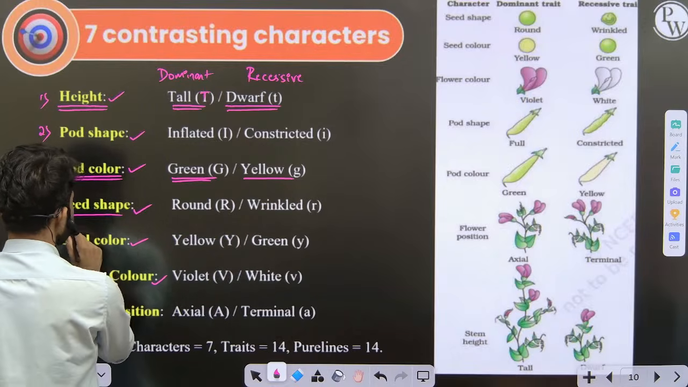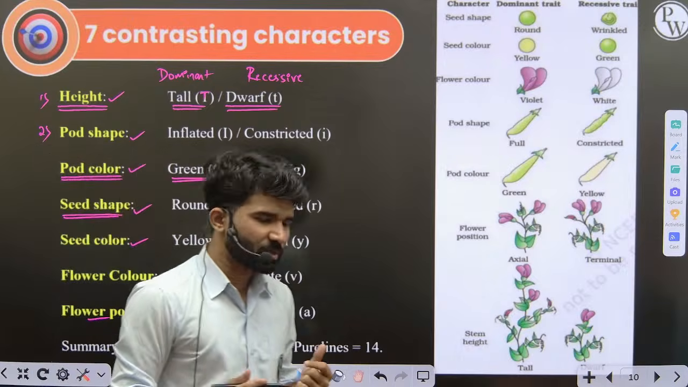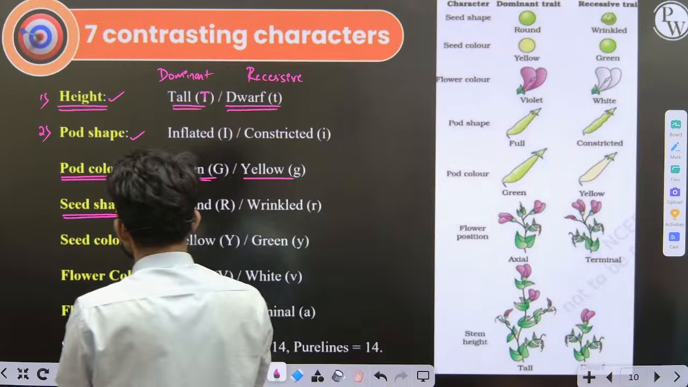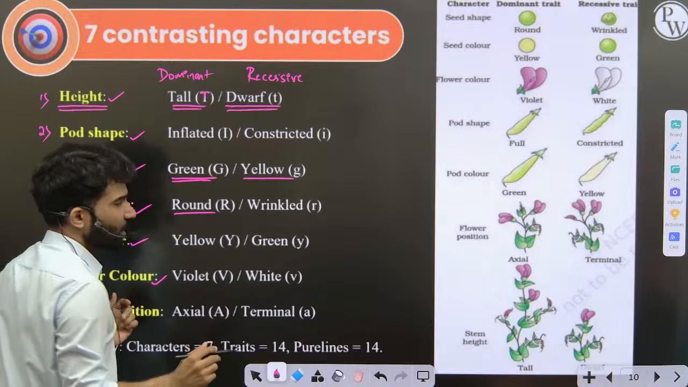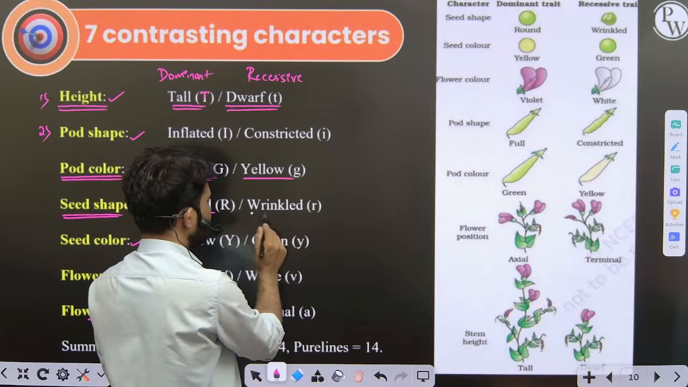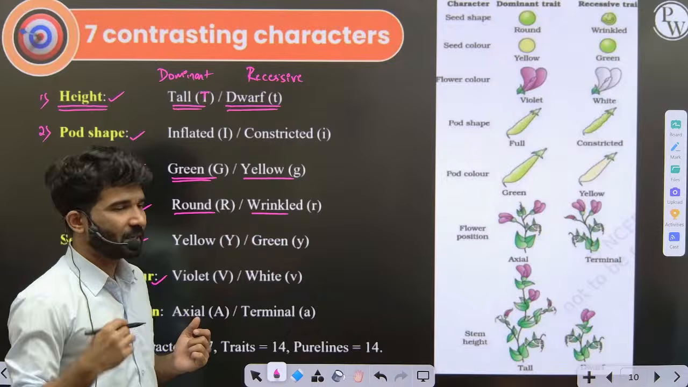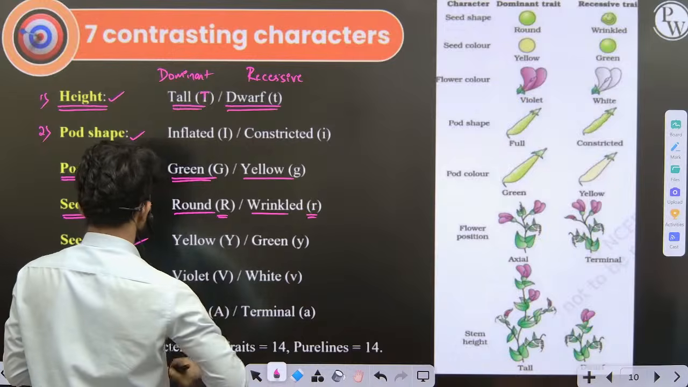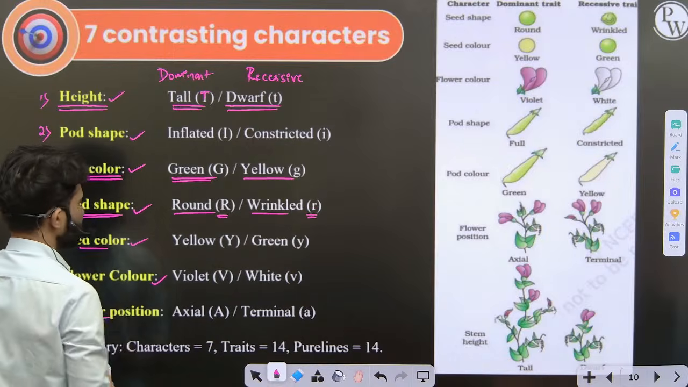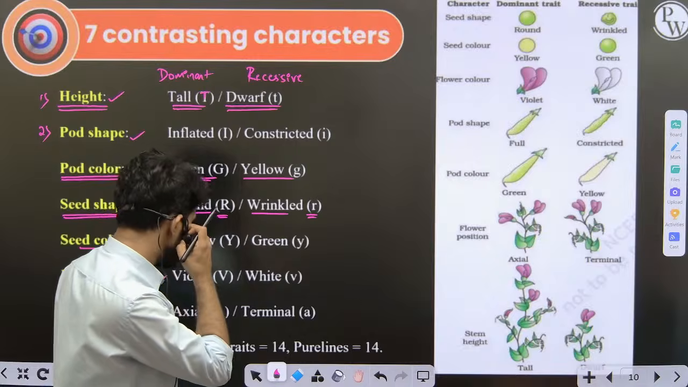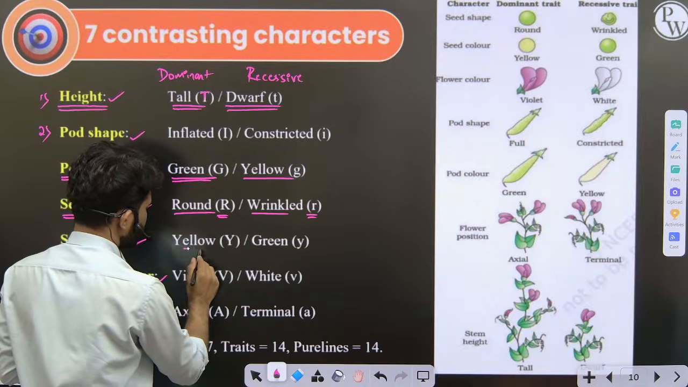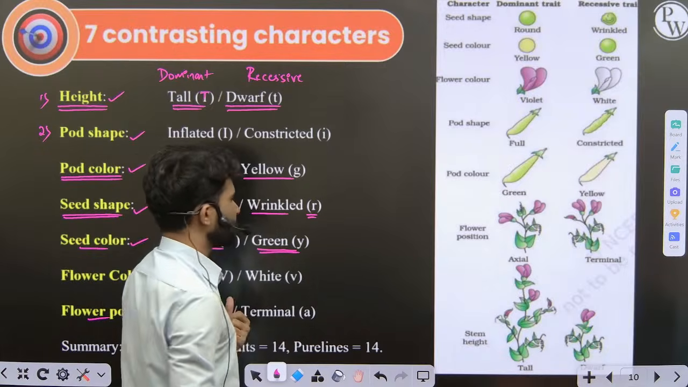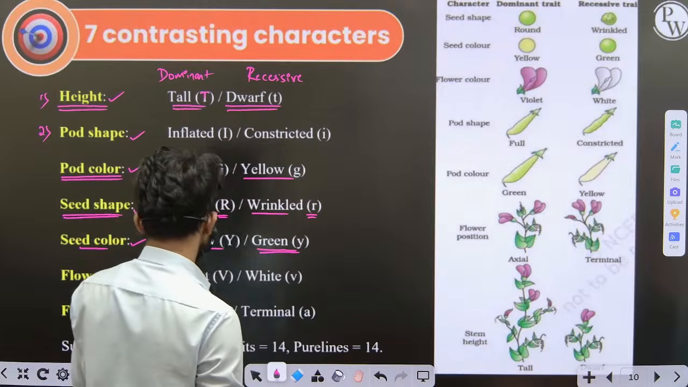Another one, I think you might have observed in these plants, is they have different seed shapes. Some of the seeds are round and spherical. Some of them are wrinkled. They have wrinkles on them, right? Round is the dominant one, wrinkled is recessive. Seed color is also different, with a dominant seed color and a recessive seed color.